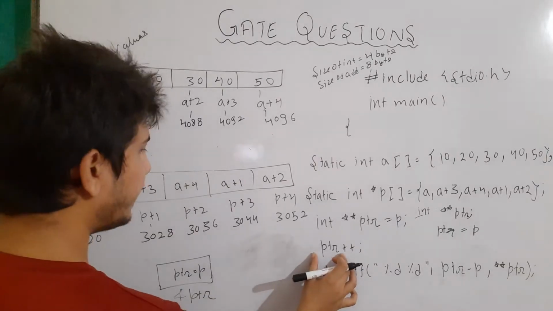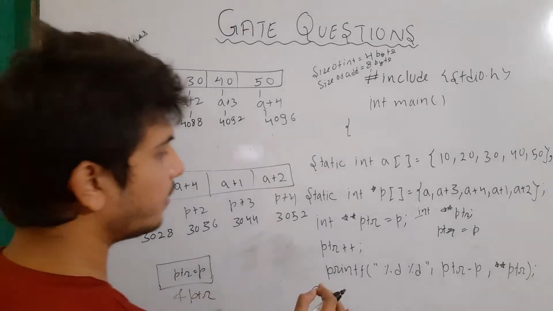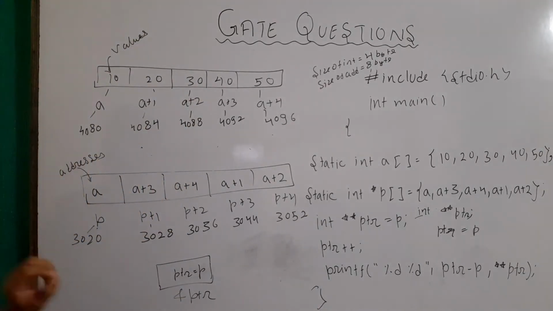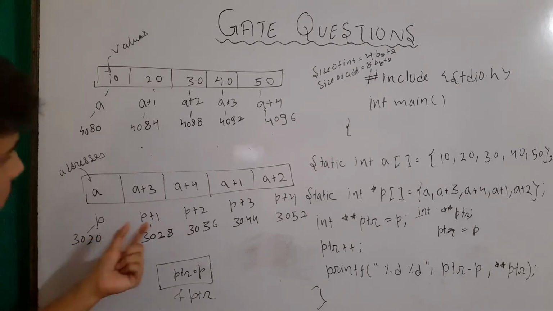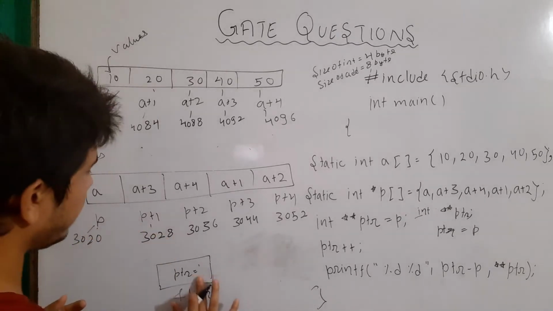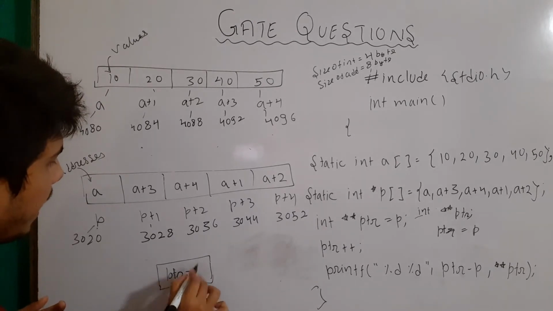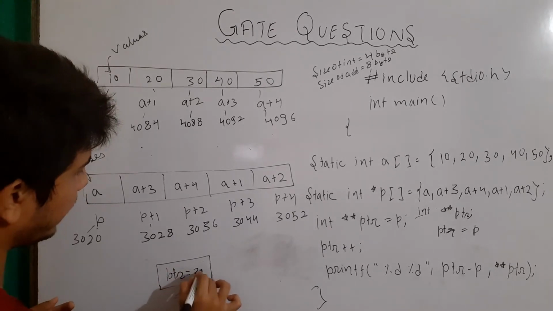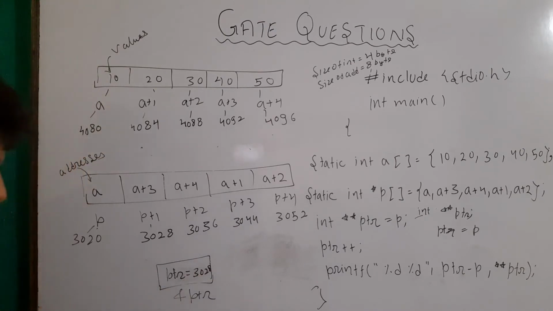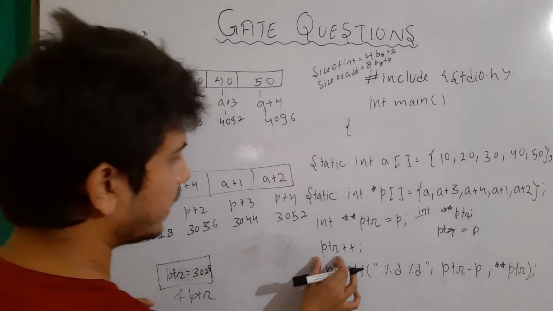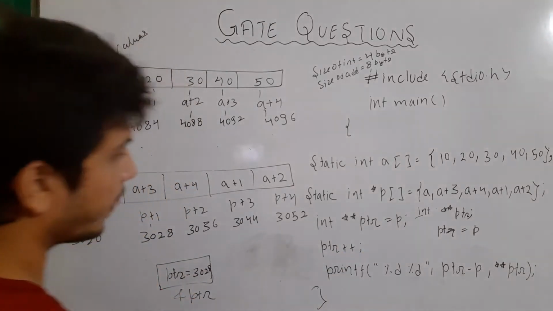Now it is written ptr plus plus. Basically it means that increment the address by 1. So ptr was before pointing to p, and now it will point to this memory location. So we can say here ptr will now be pointing to the address of, either I can write p plus 1 or I can write here 3028, okay, because now we are incrementing the ptr value by 1.